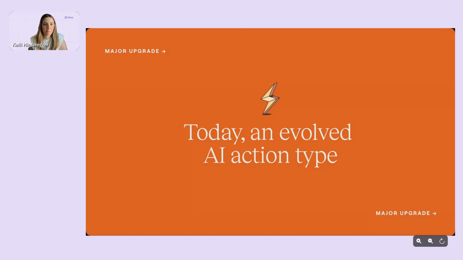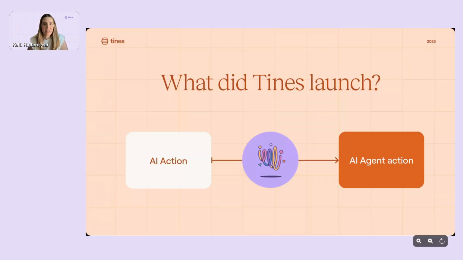So let's talk a little bit about this evolution of the AI action type. If you were paying attention to our LinkedIn today or your inbox, you saw an email about this, and we're pretty excited that the AI action type has now evolved into the AI agent action. This means that this is the primary AI action on the storyboard. And what it does is it gives customers the ability to design and distribute agents across their workflows and within their workflows.